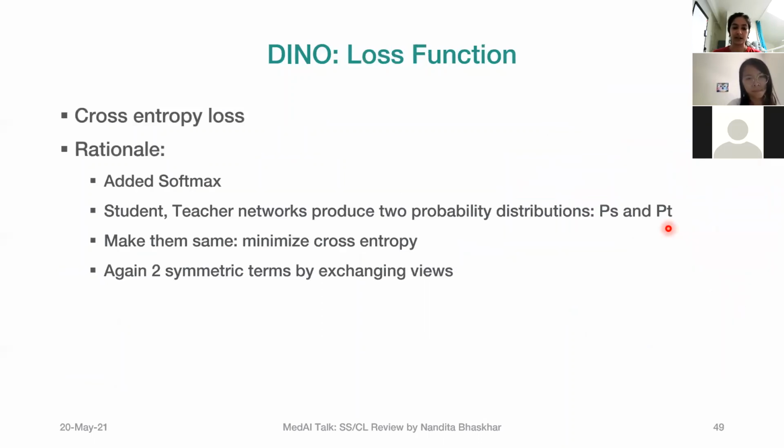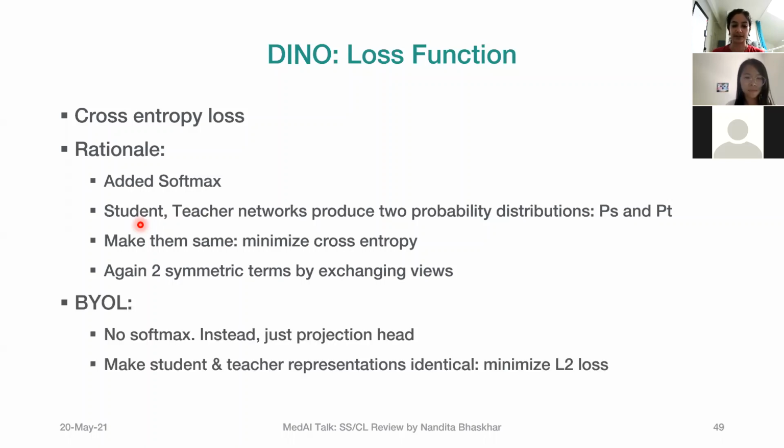So the loss function, as I mentioned before, is just the cross-entropy loss. Previously in Bootstrap Your Own Latent, they produced two representations of the same image, which they wanted to make identical. But now they have converted the representations into probability distributions using softmax. And so to minimize the cross entropy between them, you just use the cross-entropy loss.